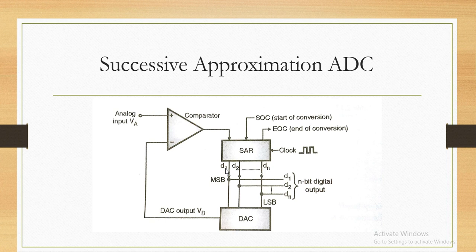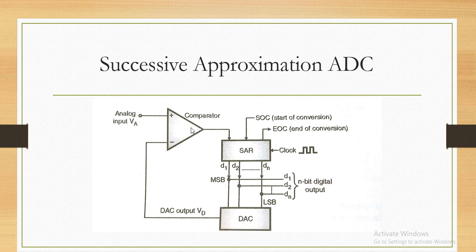For that particular code, this DAC will convert that digital input into analog voltage. This is the working of digital to analog conversion. That particular voltage for the respective 8-bit code is given by VD, which is an analog voltage, and that voltage is compared with the help of a comparator to this analog input voltage. This means VA and VD are compared with the help of this comparator.